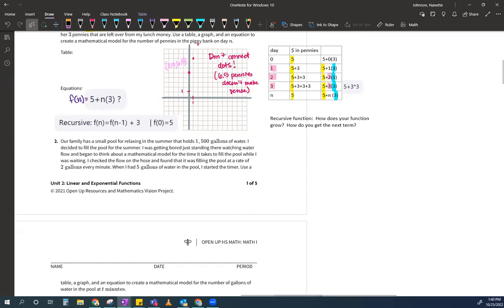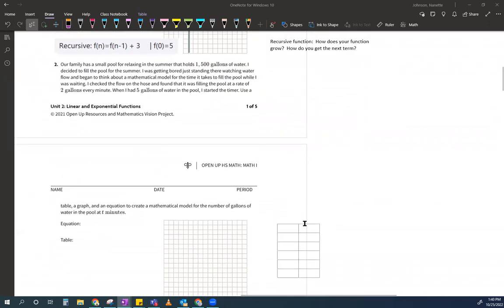I don't necessarily want you to answer that question. I want you to be thinking about it as we fill this in. So I'm going to start you off with this table. Our table is going to have T in minutes, so I'll put min here. And then here, this is gallons of water. This is going to be gallons.